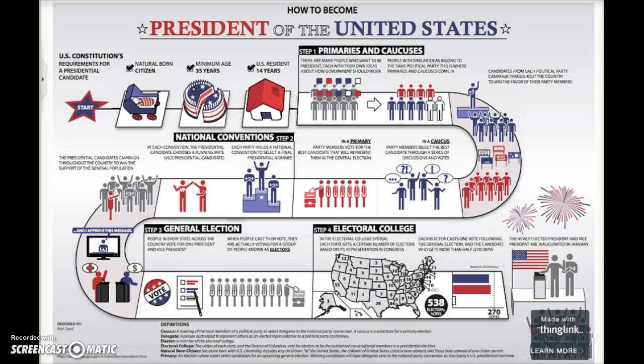The redundancy principle says that when you have a graphic image with text on the screen, you shouldn't also read what the text says because it's essentially information overload for the learner. So here we have a graphic on how to become the President of the United States.